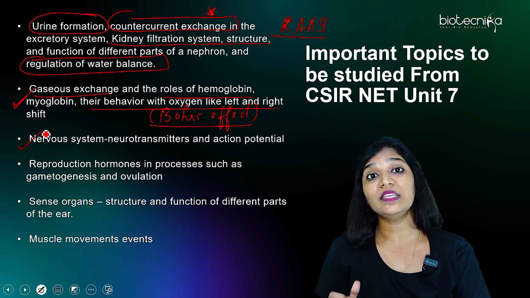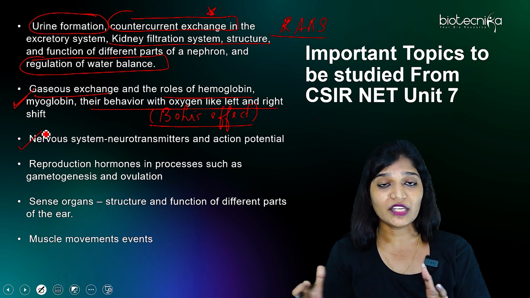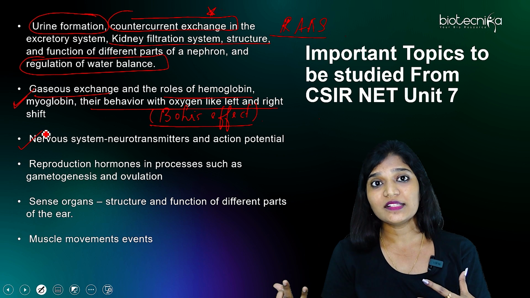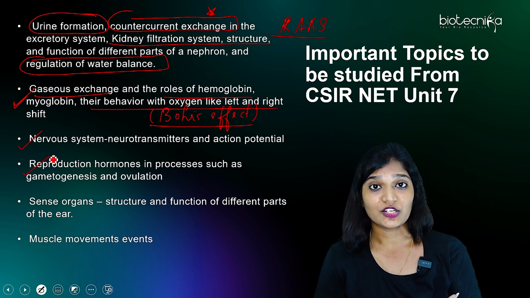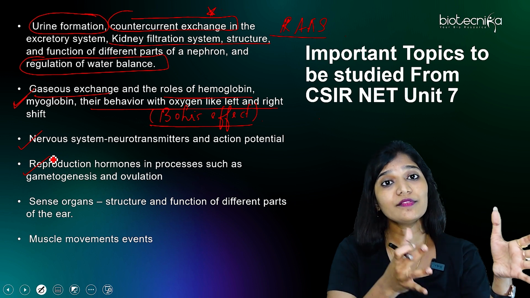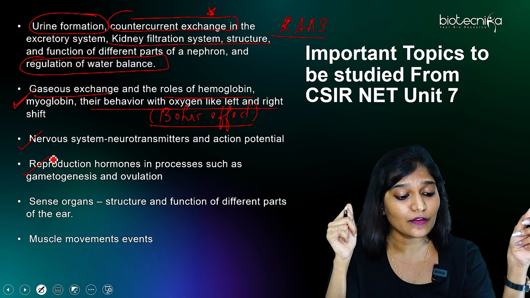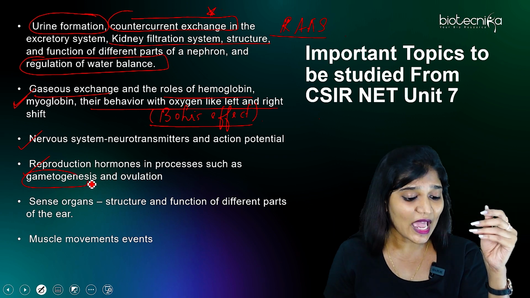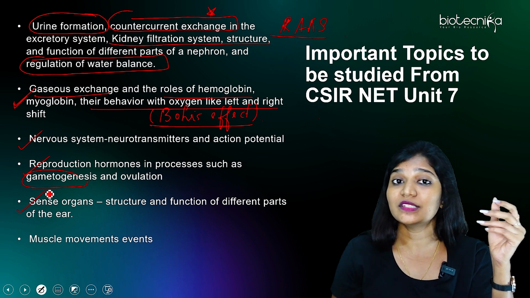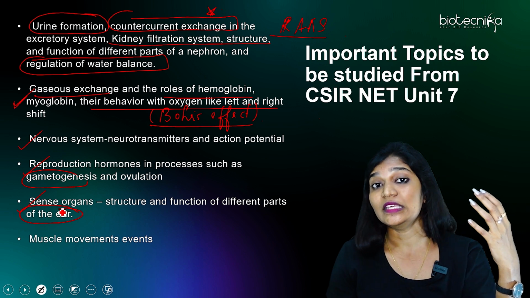The next is going to be the nervous system. Already it has a correlation, I already told you, with chemical coordination, or we can say neuronal systems or endocrinology. So the same goes over here. And reproduction, yes, I already told you. Male reproductive system and female reproductive system. What are the hormones that are involved in the process of gametogenesis and ovulation. The next comes sense organs. So very specifically, you can concentrate on the ear.